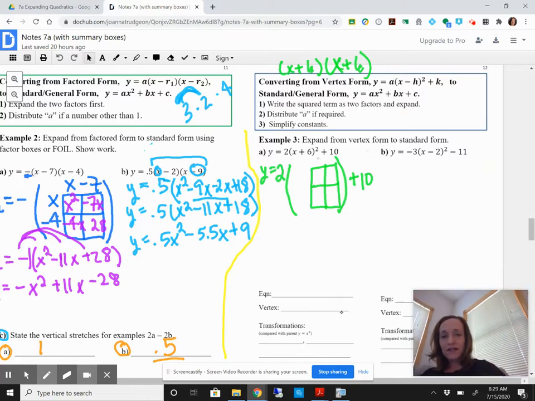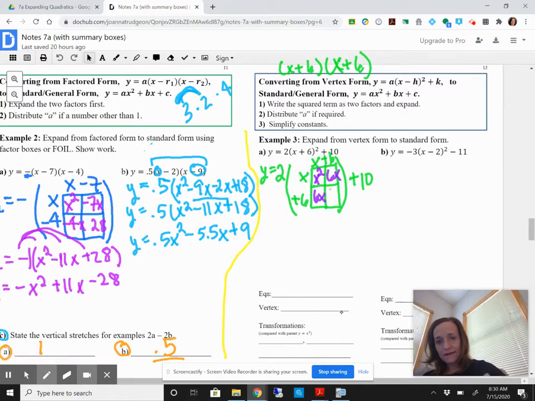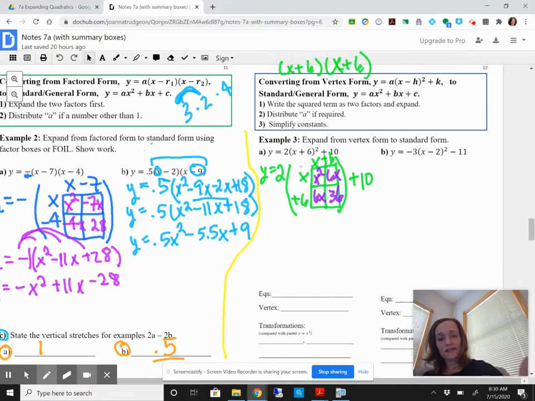Okay, so I'm going to put x plus 6, x plus 6. Now I'm going to multiply this out. So I get x squared, 6x, 6x, 36, like that. Now I'm going to write this all out, and I'll combine the 6x plus 6x as I go. So y equals 2, parenthesis, x squared plus 12x.